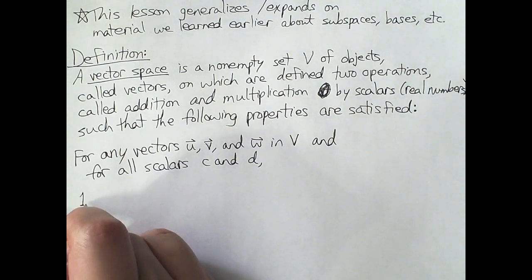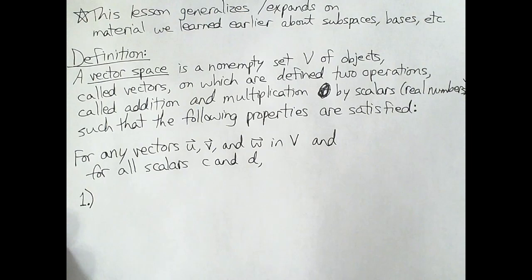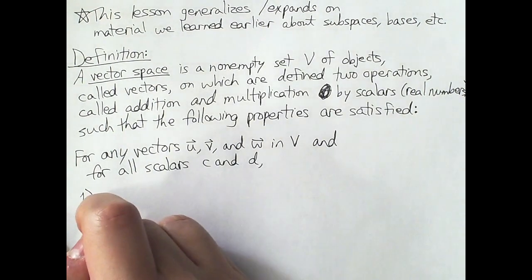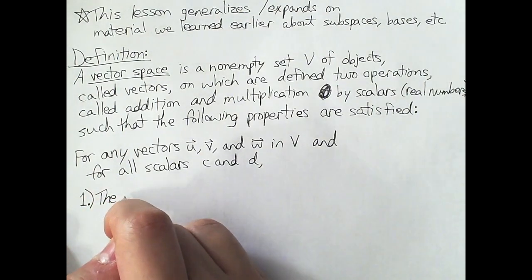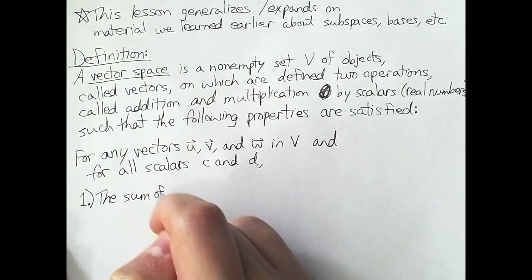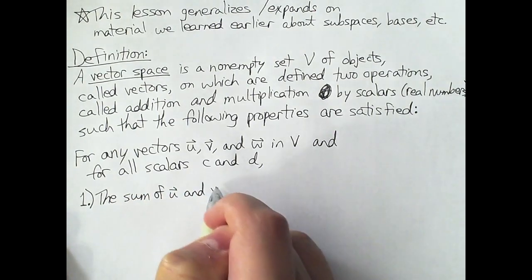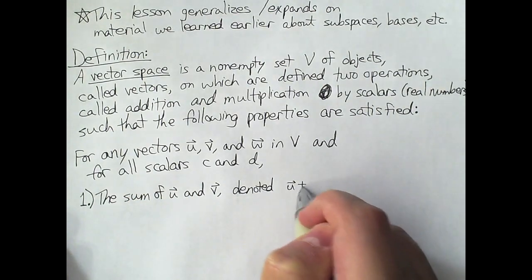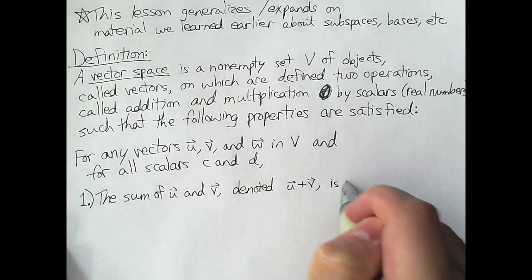And I said this definition is not very hard, but it is a long definition. Well, I'll tell you right now, there are going to be 10 properties. There are 10 properties of a vector space. So we're going to number them. You could call these things the requirements, the things that are required for a set to be a vector space. Okay, requirement 1: the sum of u and v, denoted u plus v, is in V.